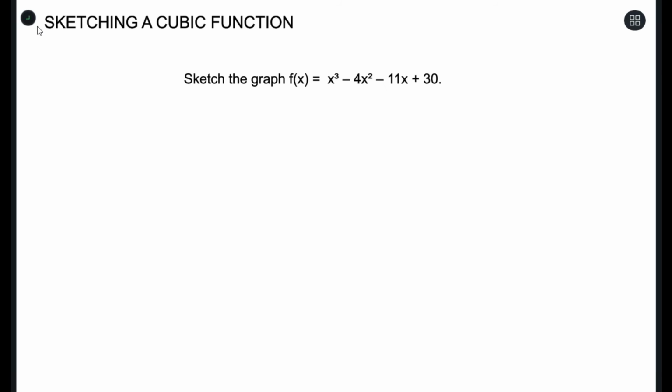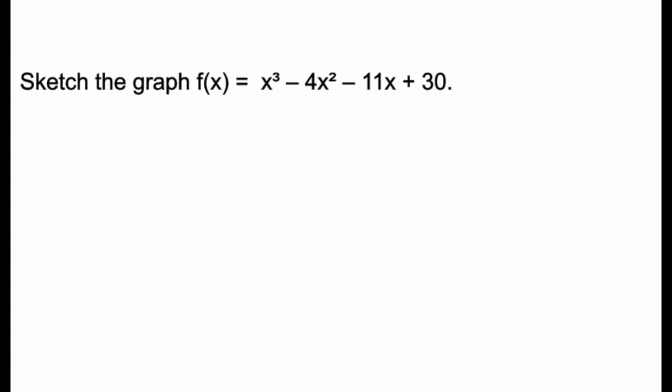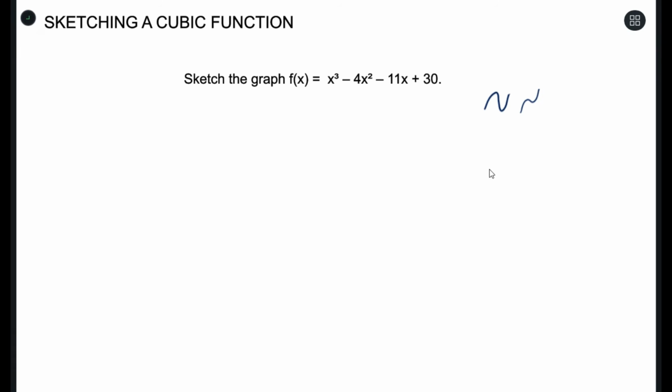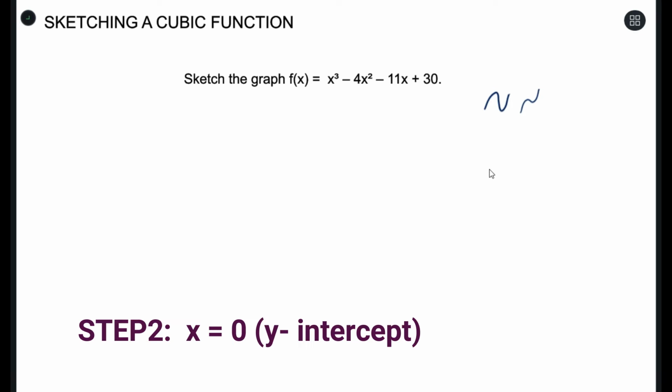Now, back to the question. Since we see here that our coefficient of x cubed, which is our a, is positive, we definitely know that the graph would either look like this or it would look like this. Whatever I'm going to draw, it has to look like one of these two graphs. If it doesn't, it means I'm definitely wrong. That's step one.